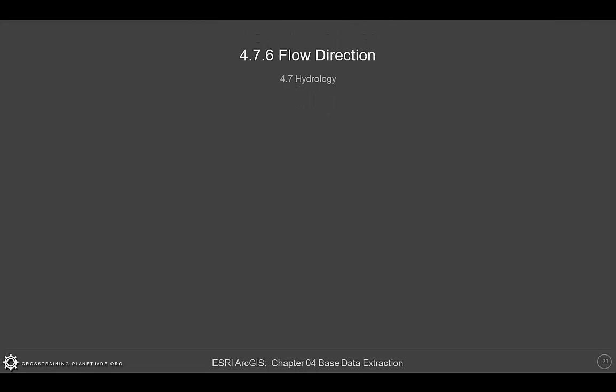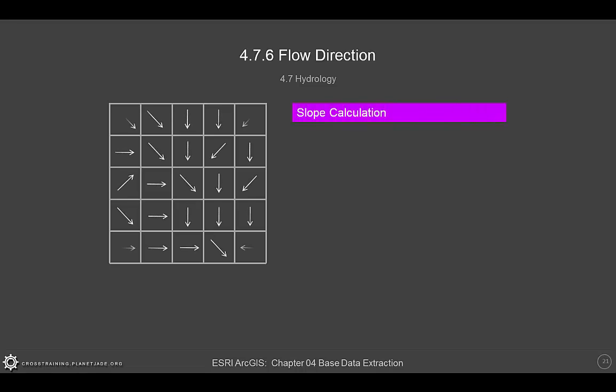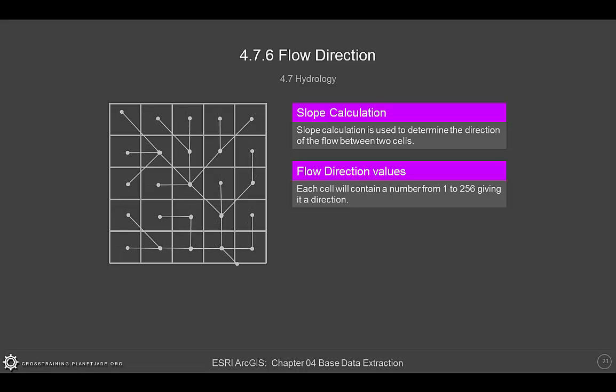Now we're going to take a look at this at a much larger grid cell. When we use the fill sink tool, first we're going to calculate the slope, and the slope will tell us exactly which direction water is moving from that cell. A slope calculation is used to determine the direction of the flow between two cells, and that's going to help us determine the flow direction values. Each cell will contain a number from 1 to 256, giving it a direction.